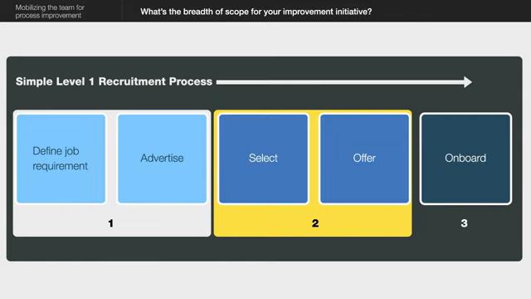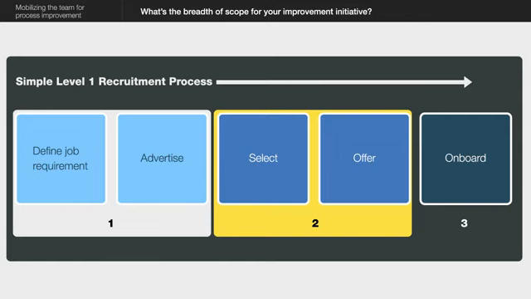So here's an example process flow for the recruitment process. It's a level 1 recruitment process flow. You define the requirements, you advertise the job, you select the candidates based on their CVs, you make them an offer, and then you onboard them. This is a pretty traditional process flow.